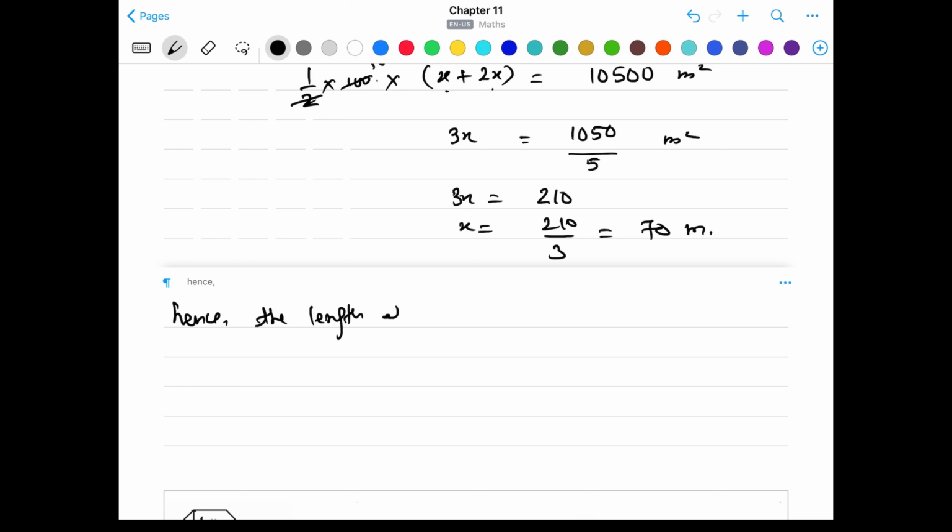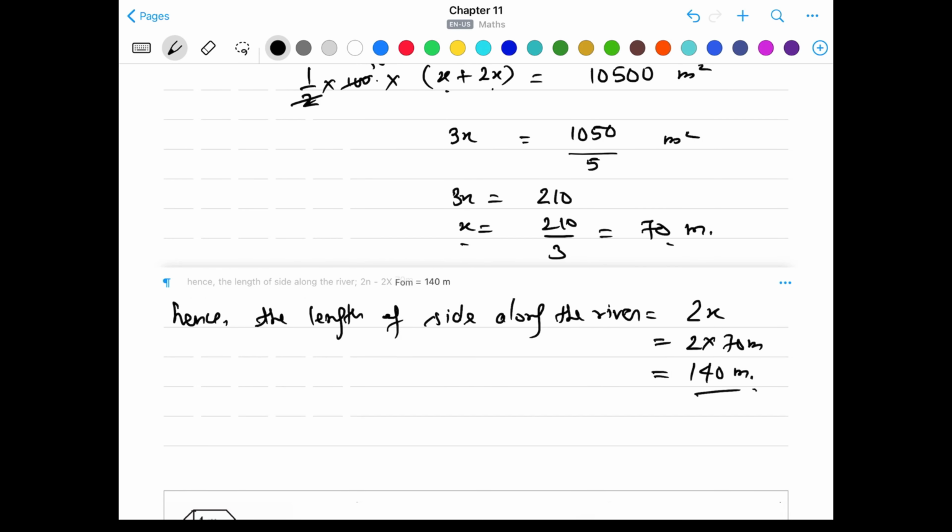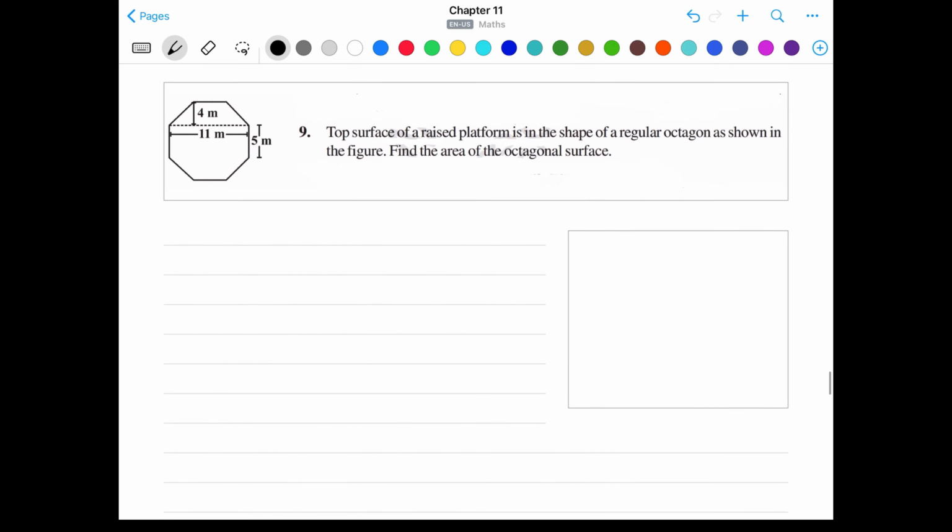So we'll write, hence, the length of side along the river: we have taken that as 2x, and x we have calculated, which is 70. So that is 2 into 70 meter, equal to 140 meter. So that's the answer of question number 8 of 11.2. Now moving ahead to the next question.